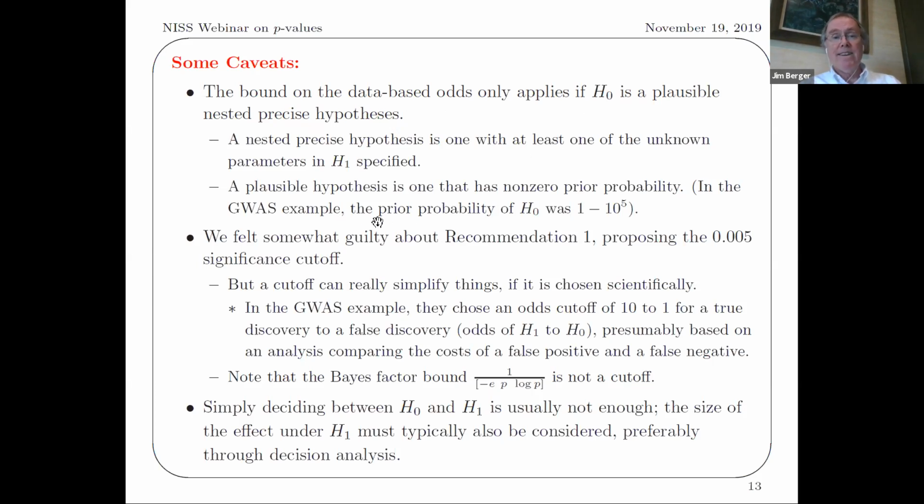Notice that often the null hypotheses have extremely high probability. In the GWAS example, the prior probability of H0 was like 1 minus 10 to the minus 5, sorry. We can't have a negative probability, can we?